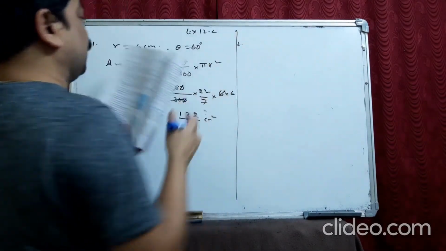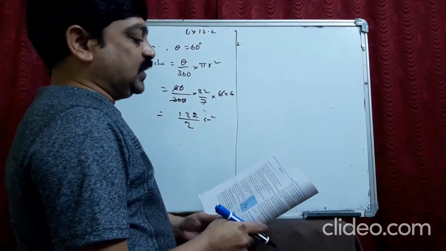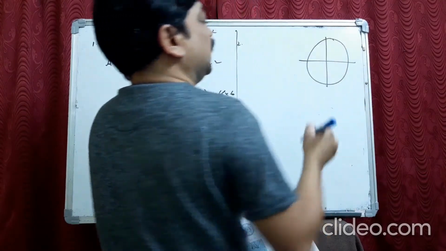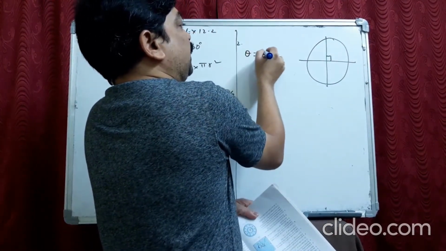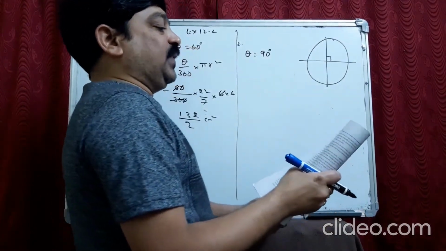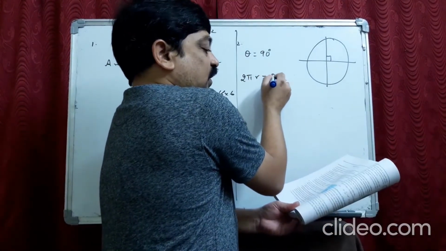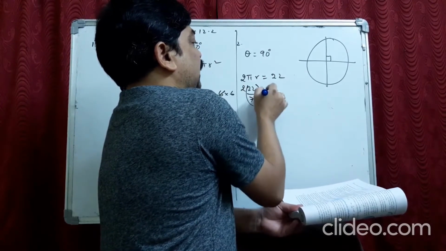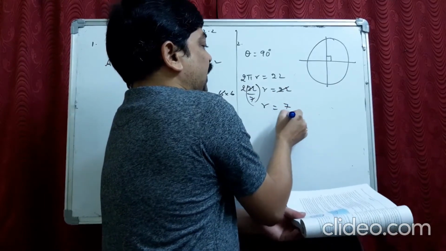In the same way, second question, find the area of the quadrant of a circle, circumference is 22. See, quadrant means, if this is a circle, quadrant means 1/4 part. If it is given quadrant, it means that theta is 90. Theta is 90 and the circumference is given, radius is not given. 2 pi r is given as 22. That means 2 into 22 by 7 into r is equal to 22. Cancel 22. R value is 7 by 2.